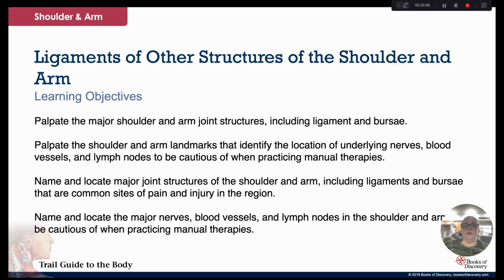Also, get familiar with the major joint structures of the shoulder and arm. Remember, ligaments will keep the bones together. The joints will have a bursa sac that helps with movement and keeps things lubricated so that there's no bone on bone rubbing on each other and causing more issues. And also with time, you're going to want to try to locate some major nerves and blood vessels, lymph nodes that are in the shoulder. Because if we do deeper work or stay on an area too long that may house a nerve or blood vessel or lymph node, we can cause some damage, okay?